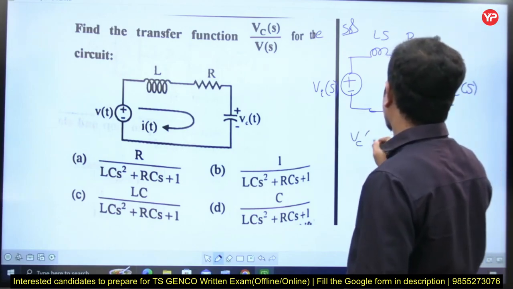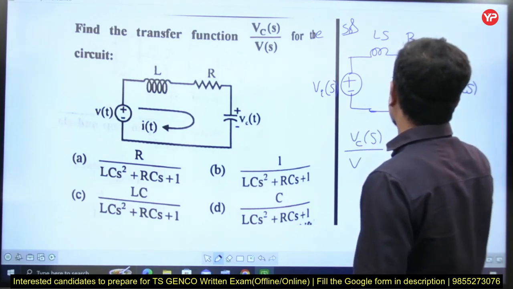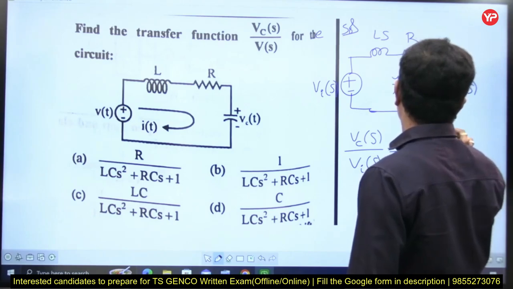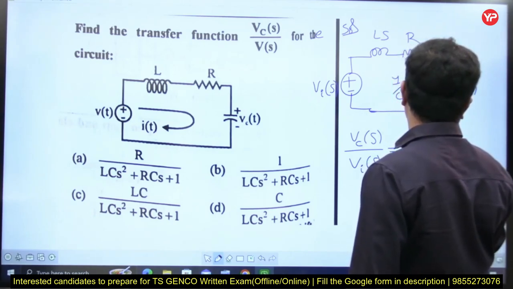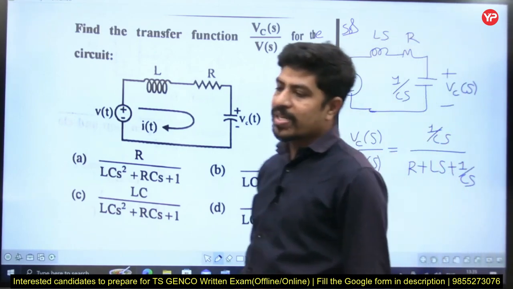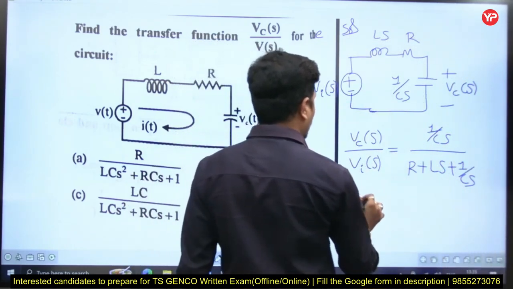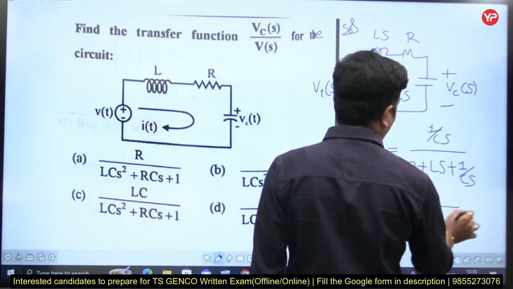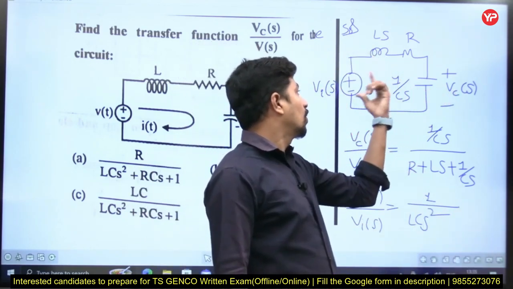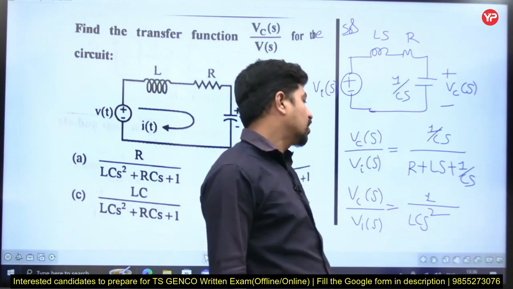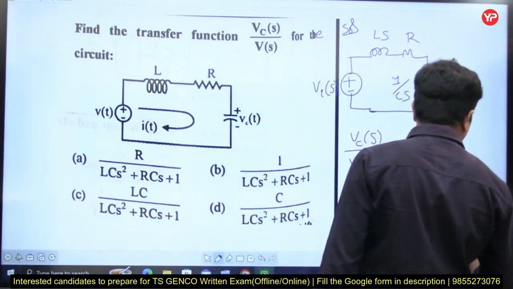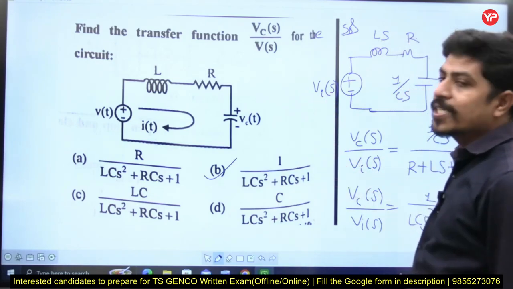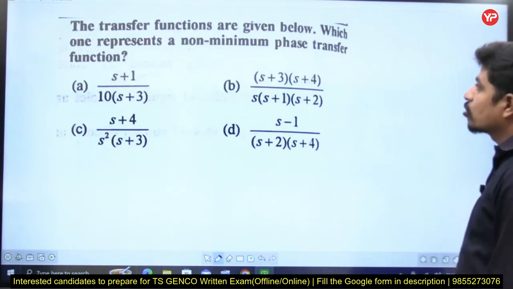He is asking for the transfer function VC of S by VI of S. The capacitance will be 1 by CS. So VC of S by VI of S is equal to 1 by CS divided by R plus LS plus 1 by CS. Here I applied voltage division: output voltage is equal to input voltage into output impedance by total impedance. Therefore you get 1 by LCS square plus SCR plus 1. That's all. Choice is B. Next question.